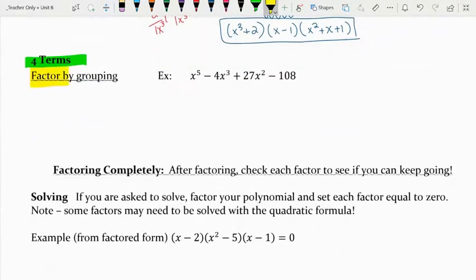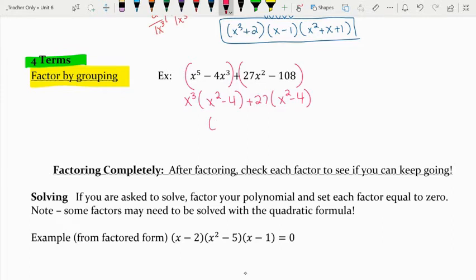And then 4 terms, we only have one option, and that would be to group it. So we group the first 2 and the second 2. First 2 we can take out an x to the third. You're left with x squared minus 4. The second 2, you can take out a 27, and you're left with x squared minus 4. So our final answer would be x squared minus 4 and then x cubed plus 27.